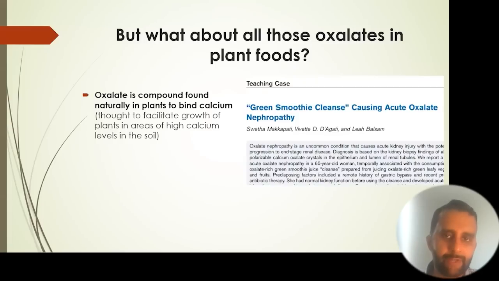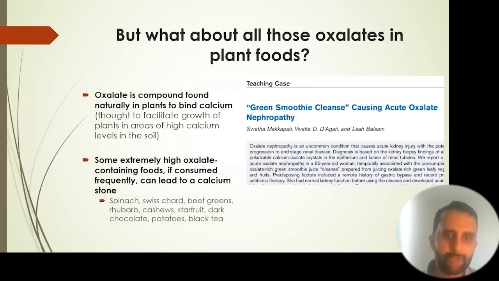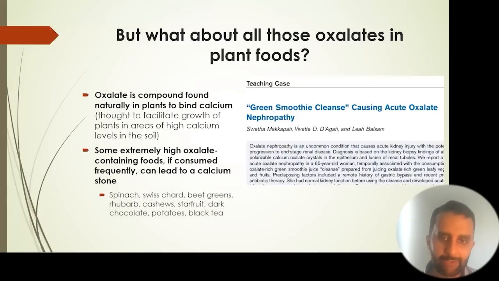But what about all the oxalates in plant foods? Many of you may have heard this term oxalate, and that has been associated with oxalate stones. Oxalates are very important in plants because they bind to calcium and they facilitate the growth of plants in areas of high calcium levels in the soil. Unfortunately for humans, that oxalate can bind to calcium in the diet and then form stones in the kidney. That can be problematic. Some foods are extremely high in oxalate, and examples of that include spinach, Swiss chard, beet greens, rhubarb, cashew, starfruit, dark chocolate, potatoes, and black tea.